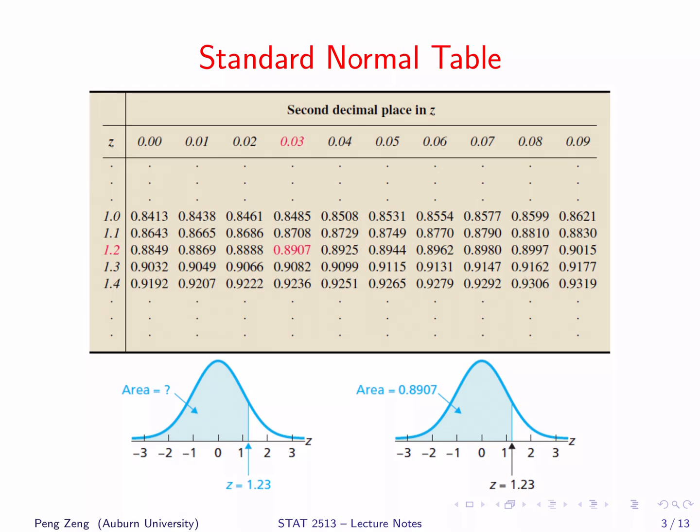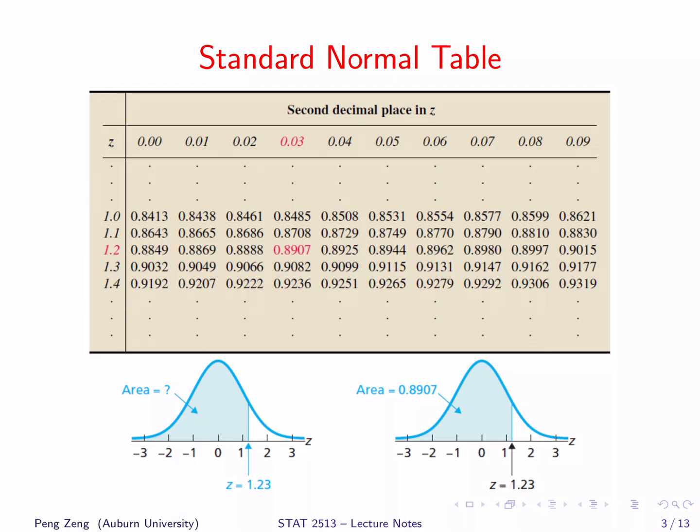Let us repeat how to use this standard normal table. This table lists the probability less than z, or the area to the left of z under the standard normal curve. We first need to round z to the second decimal place. Use the portion of z up to the first decimal place to identify the row. Use the second decimal place to identify the column. The resulting value is the probability less than z, or the area to the left of z under the standard normal curve.